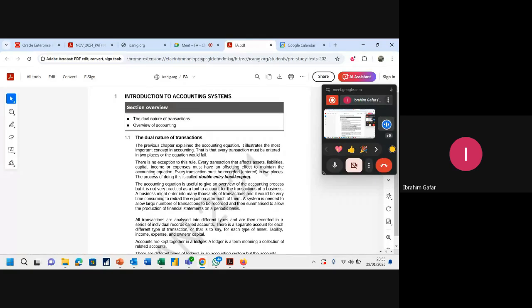So last class we talked about the double entry principle, and we said there are two double entry principles. For every debit entry, there must be a corresponding credit entry. Then the one that says debit the receiver and credit the giver. We were trying to establish that in the last class, and I'm sure we got a clearer picture of how the double entry principle works.